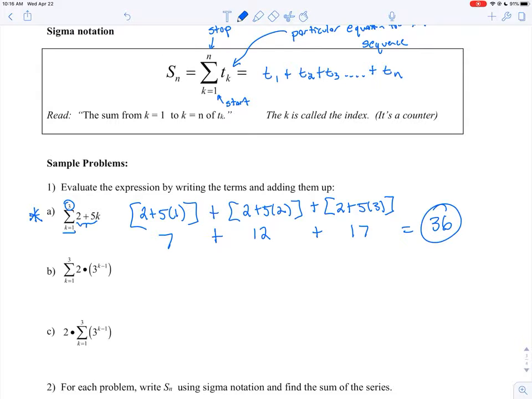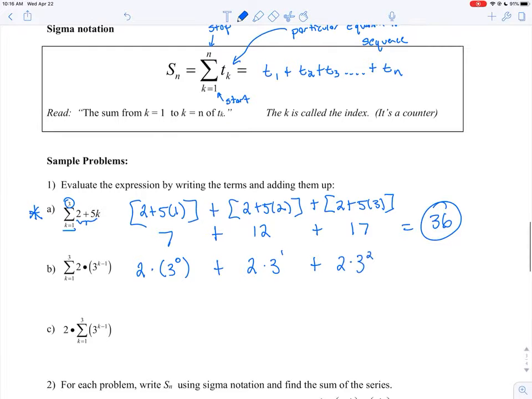We got 2 times 3 to the k minus 1. So again, I would say let's just plug in the actual numbers here. We're adding up the first 3 terms again. So 2 times, it would be what? 3 to the k minus 1. So 1 minus 1, so 3 to the 0. Plus 2 times 3 to the second term, so 2 minus 1, plus 2 times 3 squared.